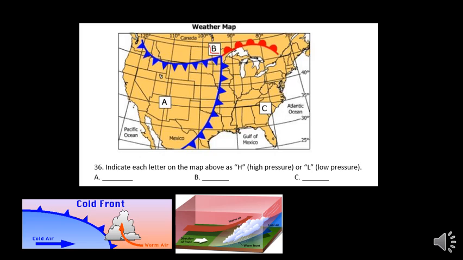And then A and C. Well, A and C, I'm not seeing any circulation around. So we have to dig a little deeper for these. We got low up here, that's an L. A and C, you notice, are away from these frontal boundaries. And this is the other area that we form low pressure systems, at frontal boundaries.